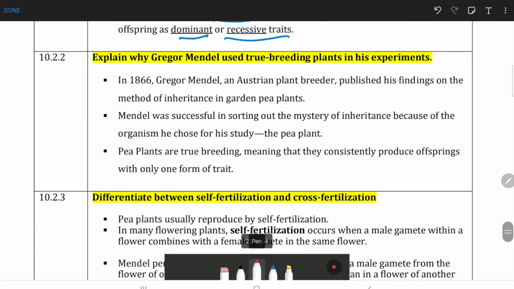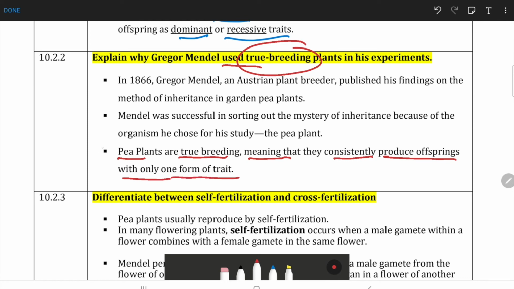Explain why Gregor Mendel used true breeding. So basically, why he used true breeding: pea plants are true breeding, meaning that they consistently produce offspring with only one form of the traits. So pea plants basically gave him only one characteristic to be studied further. That's why he limited his study to the true breeding.